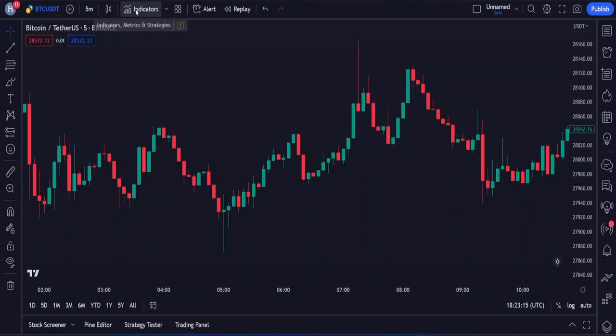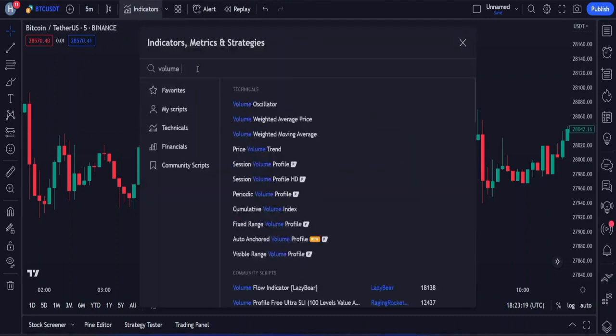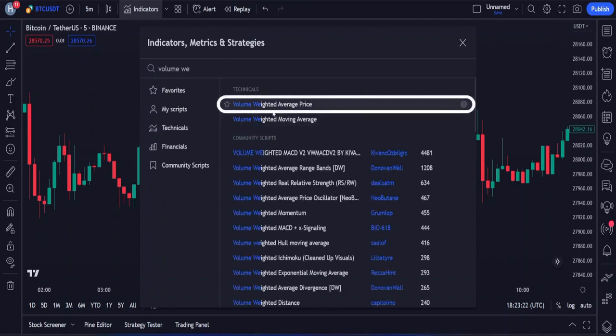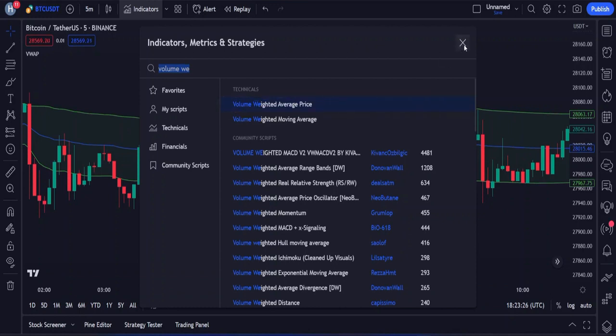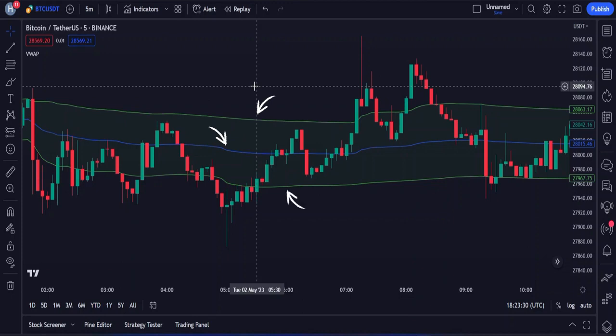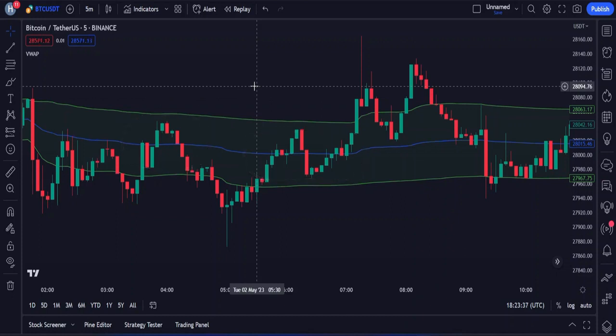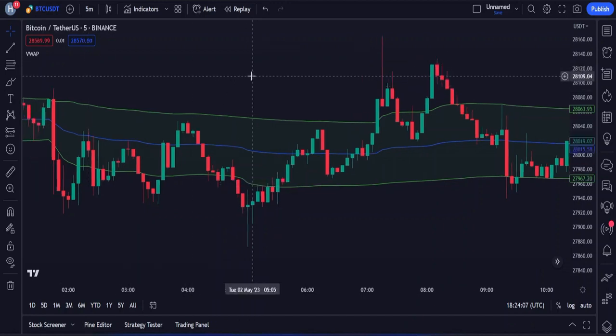So first of all, let's add our first and main indicator to the chart. In the Indicators tab, we will search for Volume Weighted Average Price, and then add this indicator that you can see under the technical section. As we can see, this tool consists of 3 bands: the middle, upper, and lower bands. In most cases, when the market is trading inside the bands, it indicates a range. And for our strategy, the most optimal place to enter the market is when the price is above or below the band. So the best place to buy will be when the price is below the VWAP.